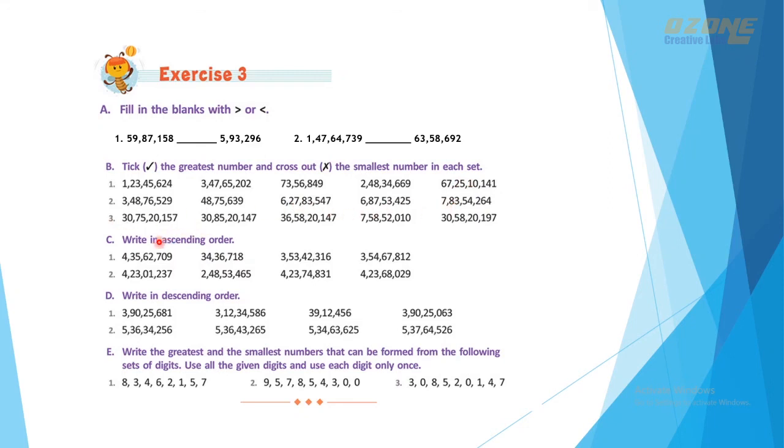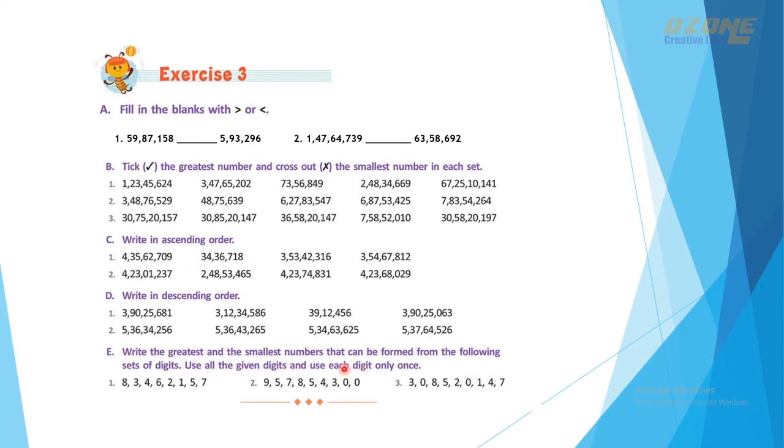Now write in ascending order, from the smallest to the biggest. Find which is the greatest and which is the smallest, then write it in ascending order, smallest to big. Descending order, biggest to smallest, the reverse order. That is, first you need to find the numbers in correct order and write it in descending order.